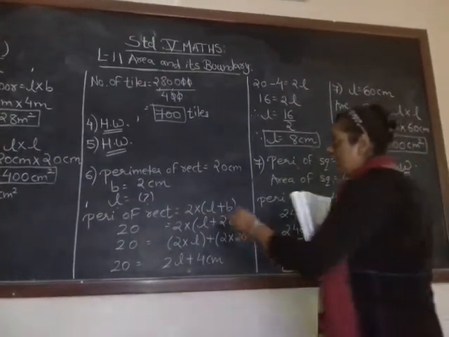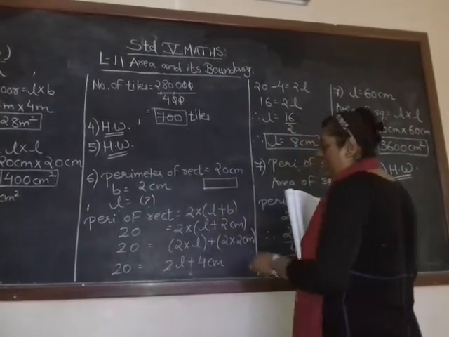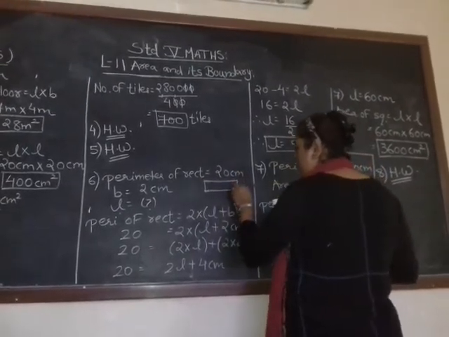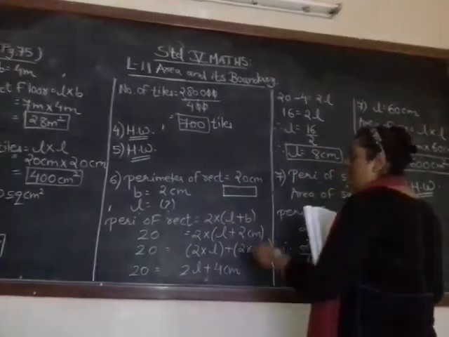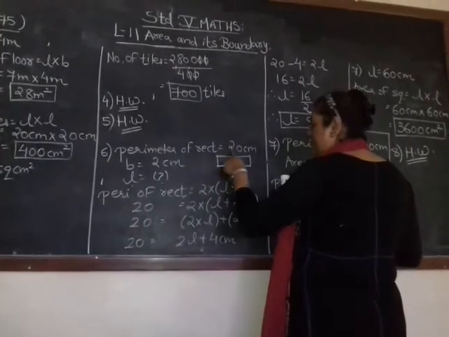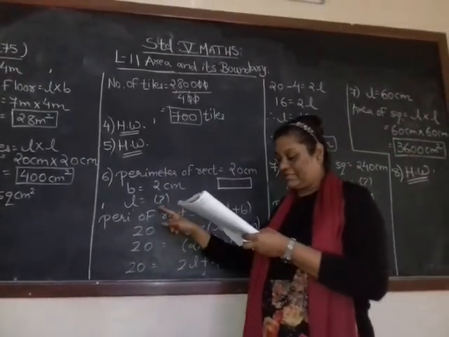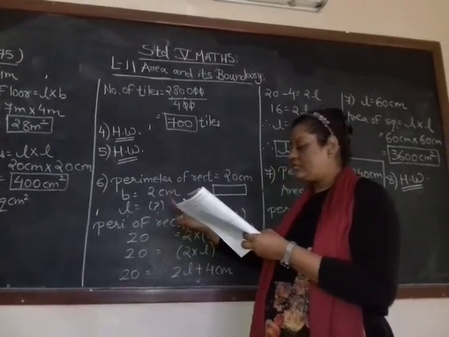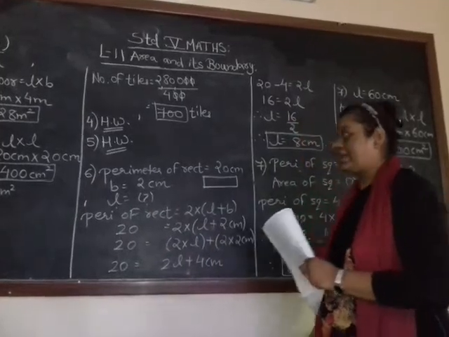So this is a thin wire used to make a rectangle, right? This is what we are working with, the boundaries of a rectangle. The perimeter of the rectangle is given as 20 centimeter. The breadth is given as 2 centimeter. So what do we have to find? We have to find out the length of the rectangle.